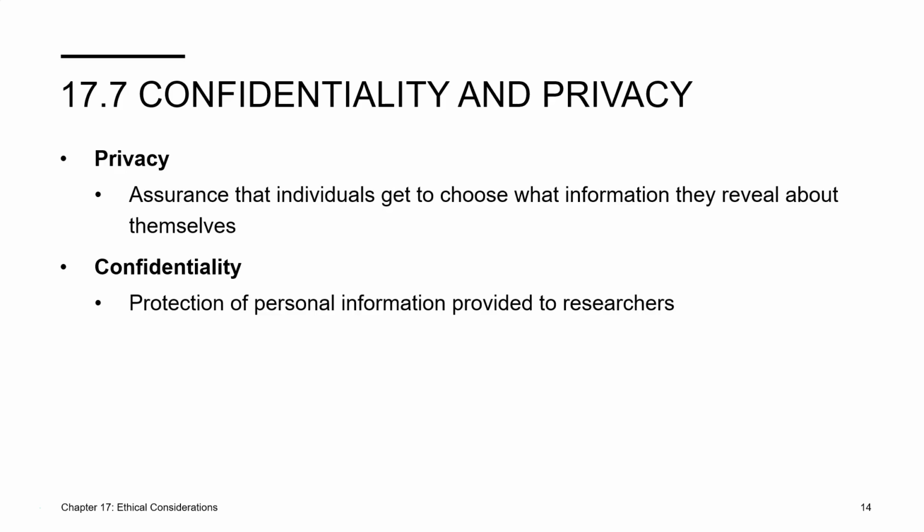Section 17.7 goes over confidentiality and privacy. These are two different concepts that mean similar things but sometimes get confused. So privacy is the assurance that individuals get to choose what information they reveal about themselves. And then confidentiality is the protection of personal information that is revealed to the researchers.